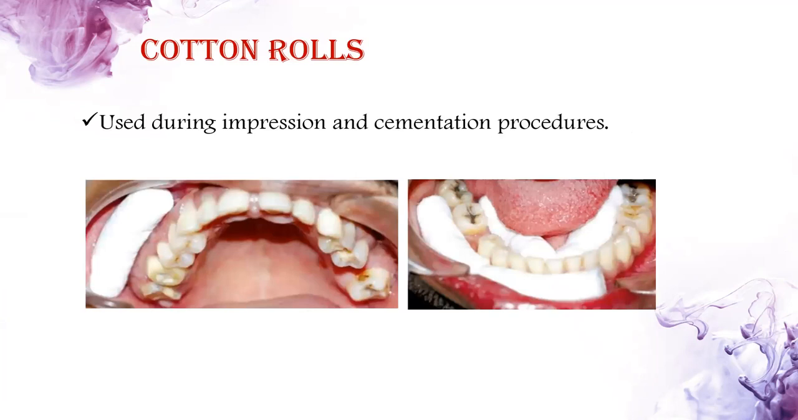Cotton rolls. Simplest method of fluid control and isolation used during impression and cementation procedures. For isolating the maxillary arch, a single cotton roll in the buccal vestibule adjacent to the first maxillary molar where the parotid duct opens is sufficient. For isolating the mandibular arch, multiple cotton rolls are placed on the buccal and lingual side of the prepared tooth. An alternative to multiple cotton rolls is a single long roll placed in the maxillary and mandibular mucobuccal fold.